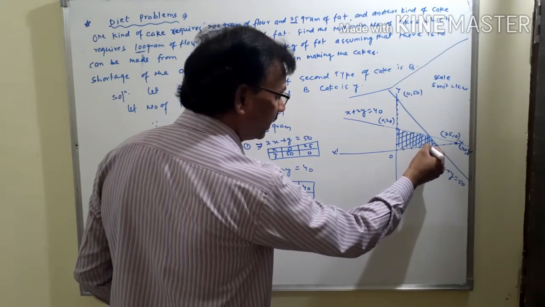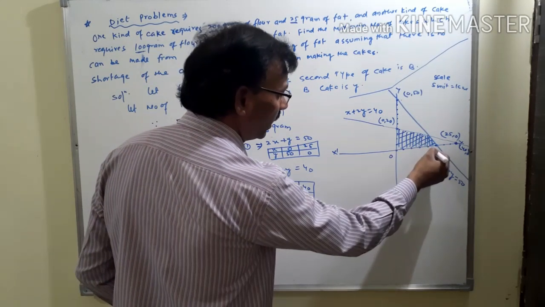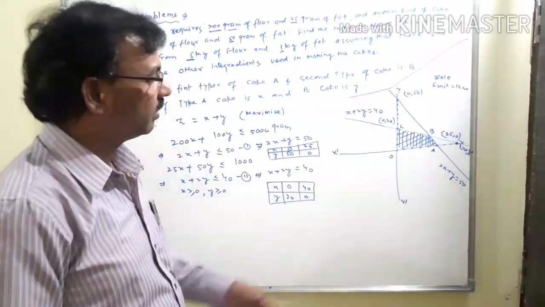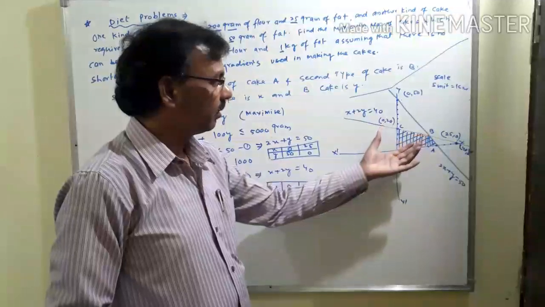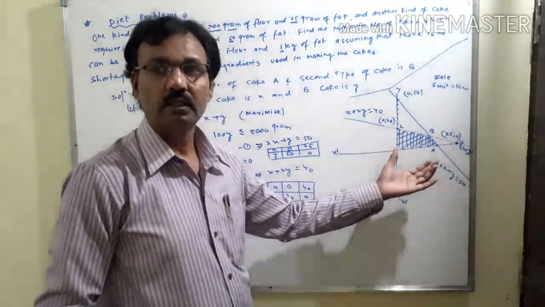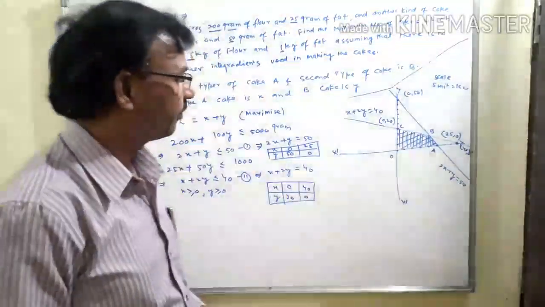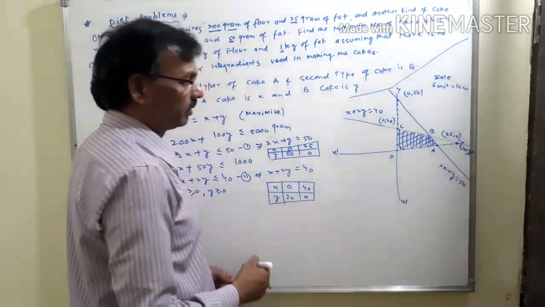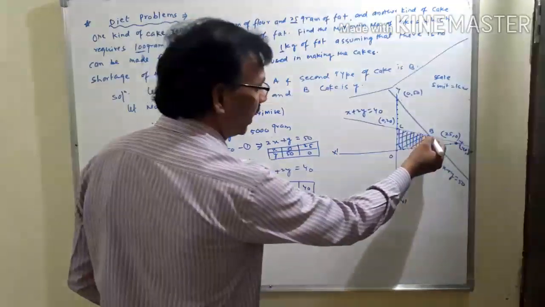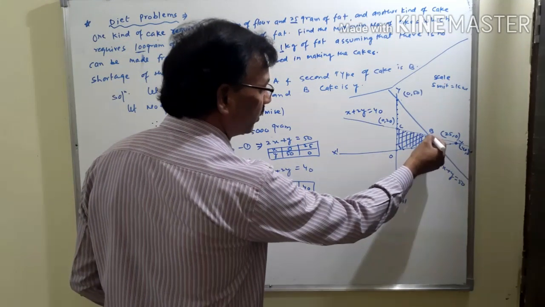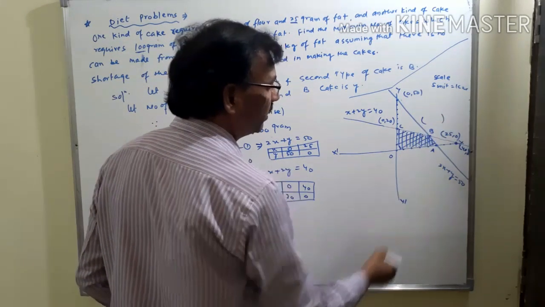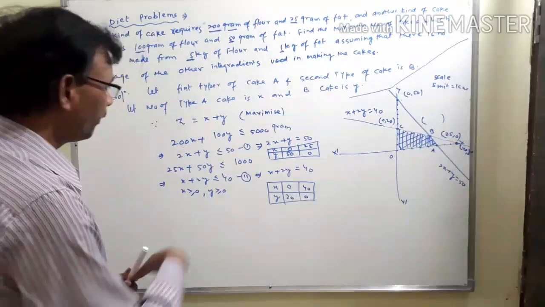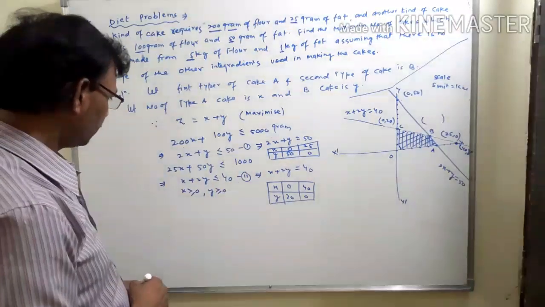The dark shaded region O, A, B, and C will be the feasible region, and this is bounded. So we can find the maximum or minimum values. Now we find the intersection point. What is the coordinate of point B? This is the intersection of the first and second lines.